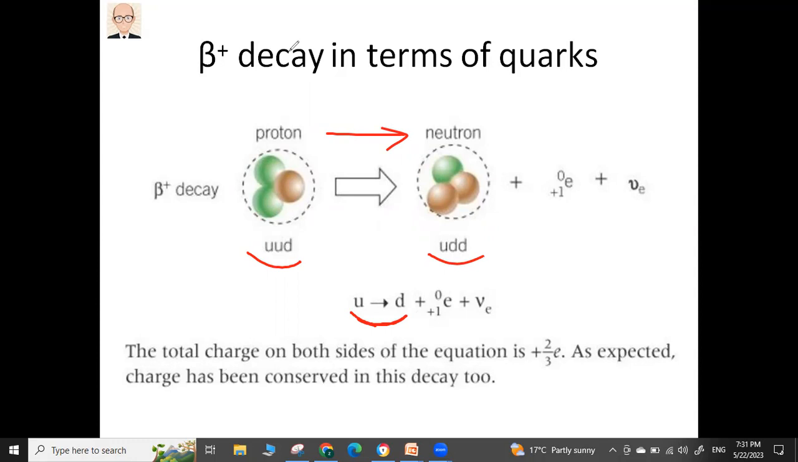And we can just prove that one. If we look at the total charge on the left side before the arrow, we know that the charge of up quark is what? +2/3. And if we look at the right side, the charge of down quark is -1/3, plus the charge of positron is +1, and 2/3 is equal to 1 minus 1/3. If you calculate that part, it will be again 2/3. So 2/3 equals 2/3. So that means the charges are also conserved in beta plus decay. So we have seen beta minus and beta plus in terms of quarks.